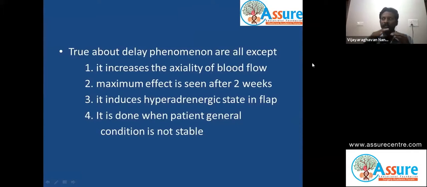Okay, so in this way you will be able to increase the potential area. You might be able to include the potential area of the flap into the elevated flap so that it will survive. I think you are understanding. I hope I am clear. So based on this, now anybody can take this answer. Anybody wants to take this answer now?